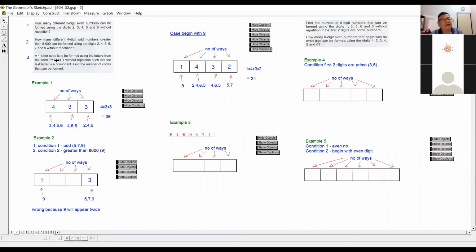Number 3 is here, this one, number 3. Okay, Li Ying, can you read number 3? Okay, teacher.